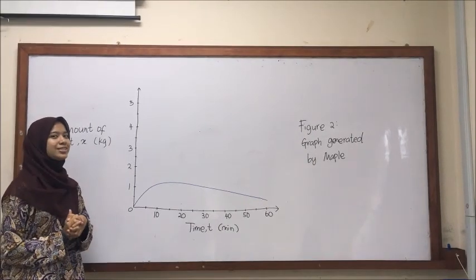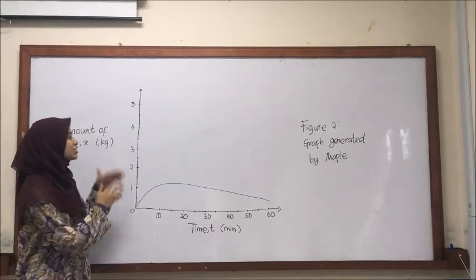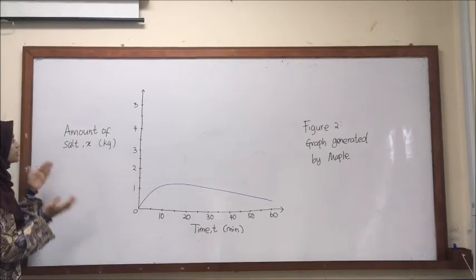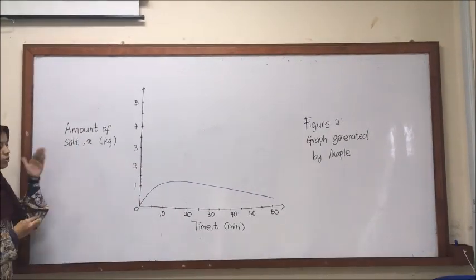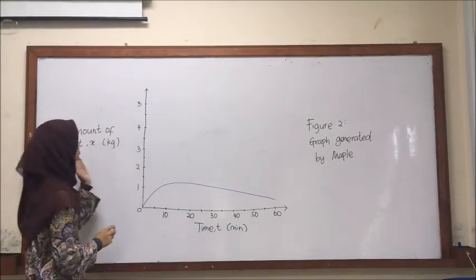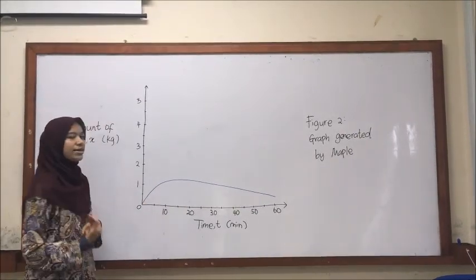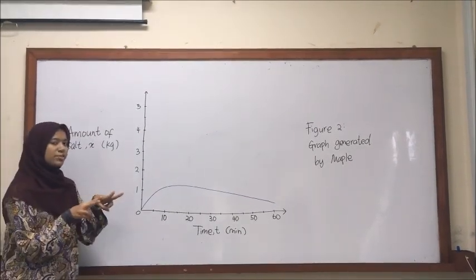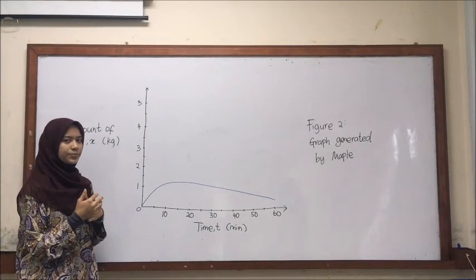Next, we will proceed to the interpretation of results. This is a graph that we get from Maple, a graph of the amount of salt against the time t. As the time t continues, the amount of salt will be decreasing. That means the amount of salt exchanged between the two compartments is almost the same.